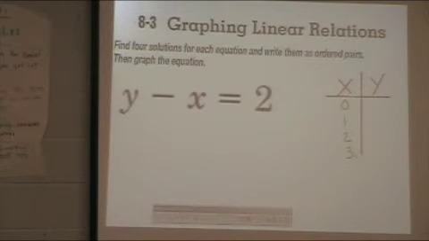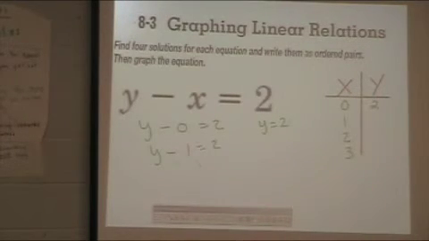But now we have to plug in our x's to get our y. So here for x, I'm going to plug in 0. So I've got y minus 0 equals 2. Well, what's y minus 0? It's just y. So what's y equal? 2. So my first point is 0, 2. Now my next point, I've got y minus 1 equals 2. But now y is not by itself. How do I get it by itself? Add 1 on both sides. That's right. Add 1 on each side. So y equals 3. So I'll write down 3.